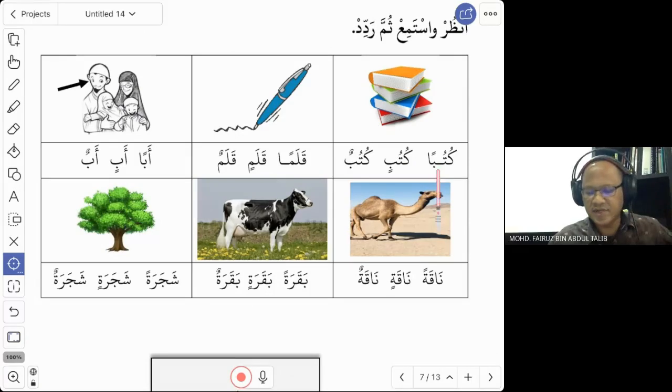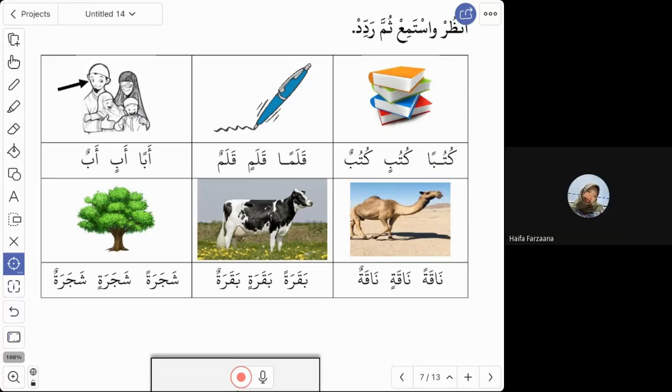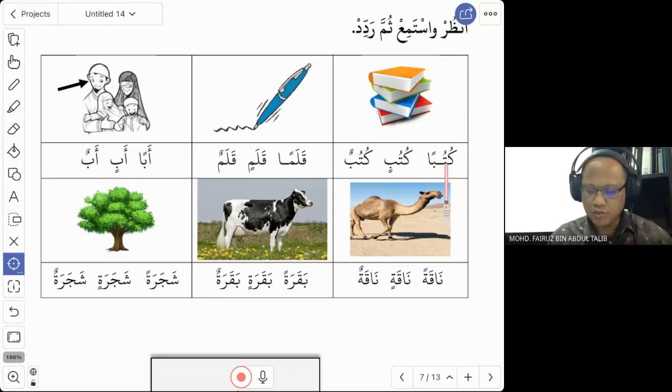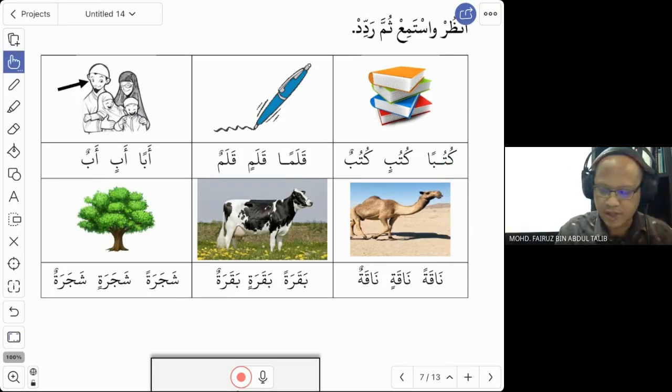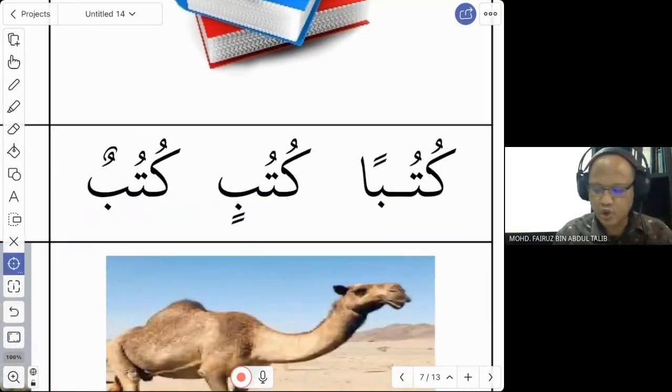Let's just read the first one. Can anyone? Kutuban. Good. Let me make it bigger. So the first one is ku, this is ka, ku, kutuban. This is the Tanween, right? Kutuban. Good. What about the second one?